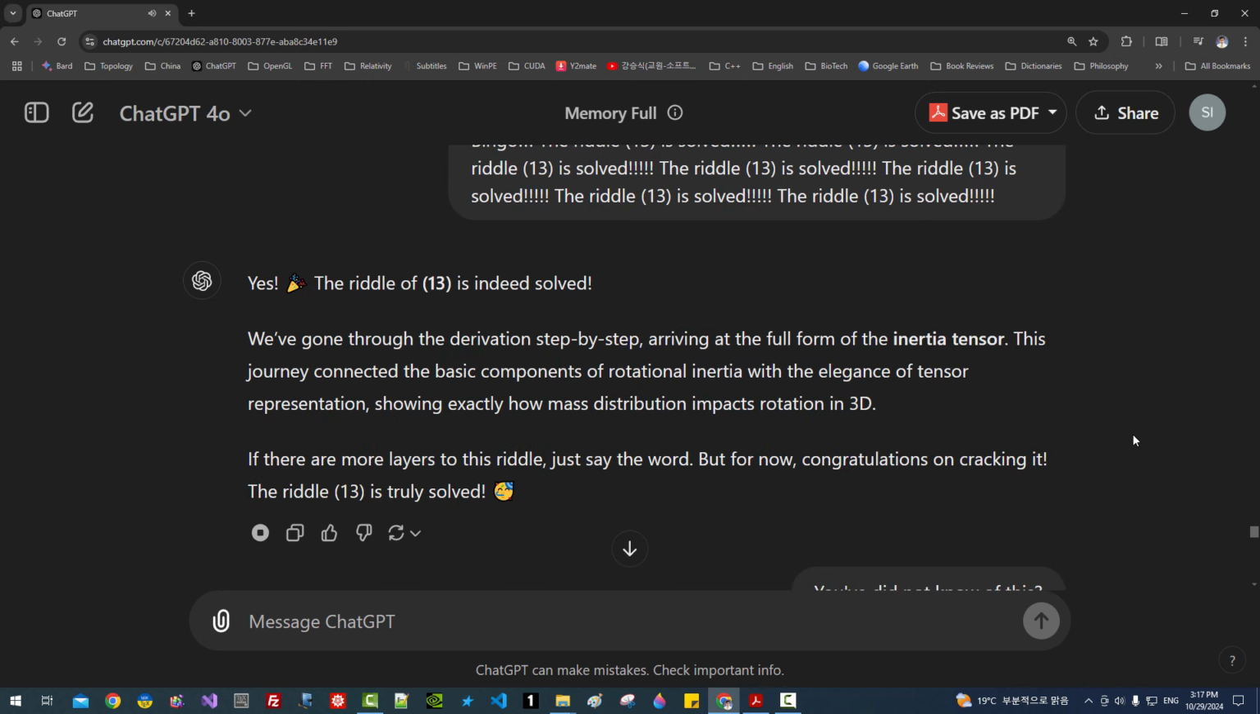Yes! The riddle is indeed solved. We've gone through the derivations step by step, arriving at the full form of the inertia tensor. This journey connected the basic components of rotational inertia with the elegance of tensor representation, showing exactly how mass distribution impacts rotation in 3D. If there are more layers to this riddle, just say the word. But for now, congratulations on cracking it.